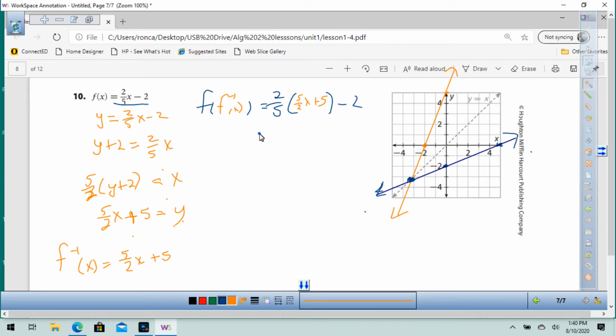Now let's do the arithmetic. The 2's cancel out, the 5's cancel out, and we're left with x. The 5's cancel out, that leaves you with plus 2. And then we have the minus 2 here. Well, those two will cancel out, and we are left with x. Good deal. Let's try the other one.